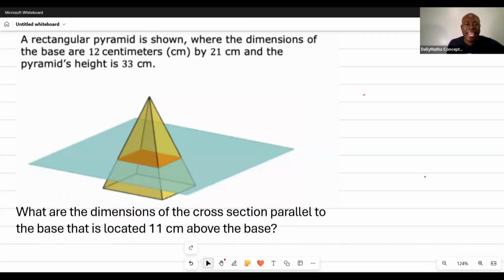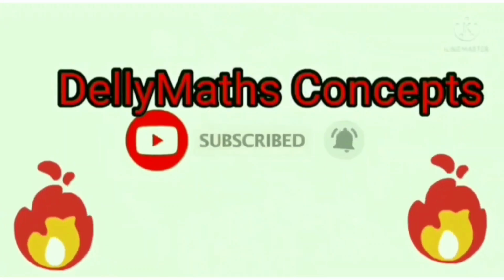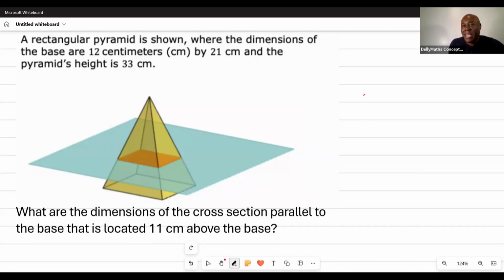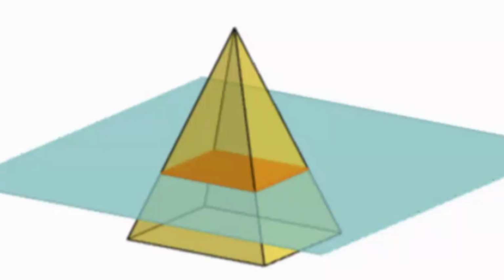Today we are looking at a geometry question that has to do with cross-section. A rectangular pyramid is shown where the dimensions of the base are 12 centimeters by 21 centimeters, and the pyramid's height is 33 centimeters. So the question here says, what are the dimensions of the cross-section parallel to the base that is located 11 centimeters above the base? In other words, we want to know what the dimension of this rectangle here is, right?